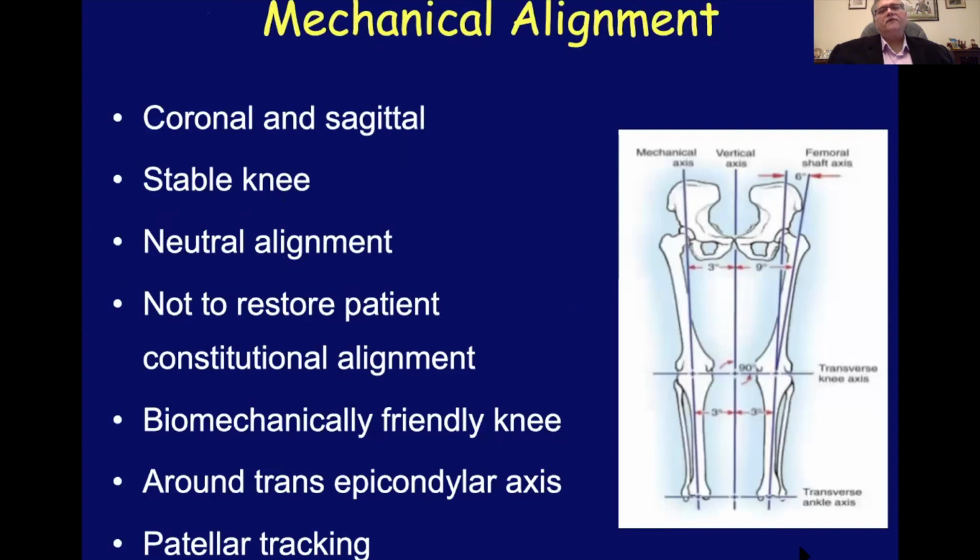I'm going to talk briefly on mechanical alignment and kinematic alignment. Mechanical alignment is something that we have always done for years together. That alignment needs to be achieved in both the coronal and the sagittal plane in order to give a stable knee with neutral alignment. This is based on Insall's philosophy that by shifting the weight-bearing axis from the medial side to the middle, it would actually regulate the polyethylene wear. It is more biomechanically friendly around the transepicondylar axis, and patellar tracking overall seems to be better.